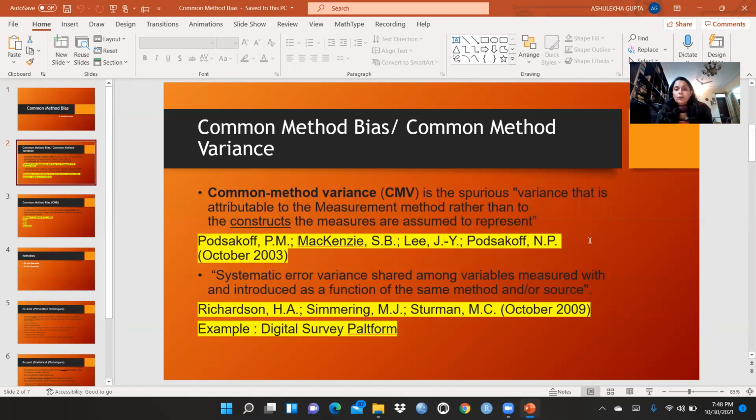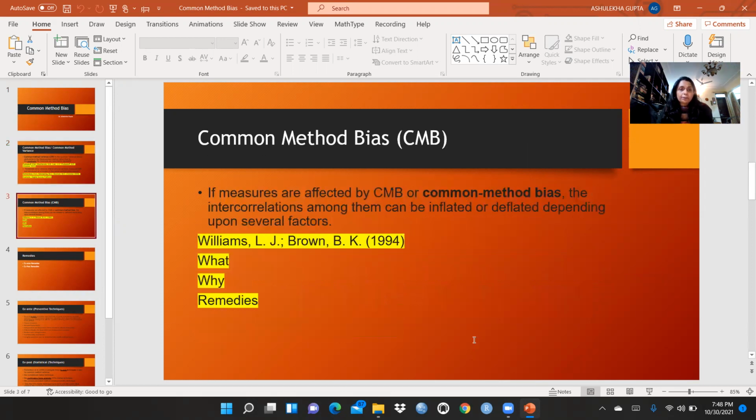Basically this is one of the very important papers, by Podsakoff PM, and this paper is easily available, and you can download it and go through it. Systematic error variance shared among variables measured with and introduced as a function of the same method and/or source. So this paper is also available. You have to go through this paper. They have defined all the common method variances or biases in a very well defined manner.